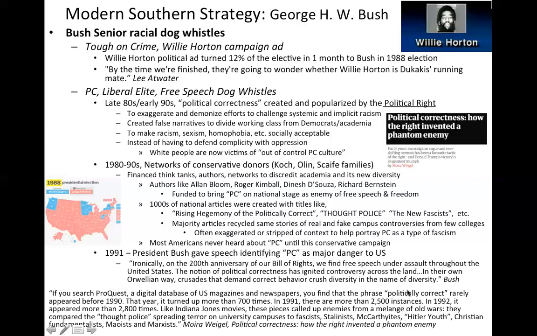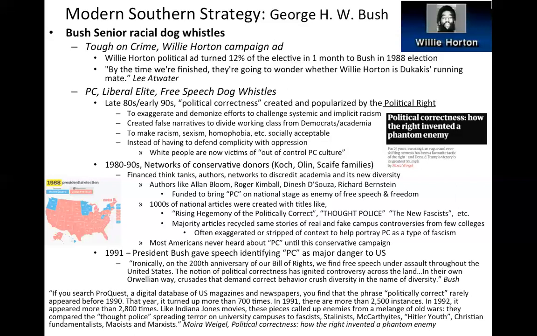And we see this, this is a great quote from Moira Weigel, who wrote some really great articles about the history of political correctness. She says, if you search ProQuest, a digital database of US magazines and newspapers, you find that the phrase "politically correct" rarely appeared before 1990. That year, it turned up more than 700 times. In 1991, there were more than 2,500 instances. In 1992, it appeared more than 2,800 times. Like Indiana Jones movies, these pieces called up enemies from a melange of old wars. They compared the thought police spreading terror on university campuses to fascists and Stalinists and McCarthyites and Hitler Youth and Christian fundamentalists and Maoists and Marxists.